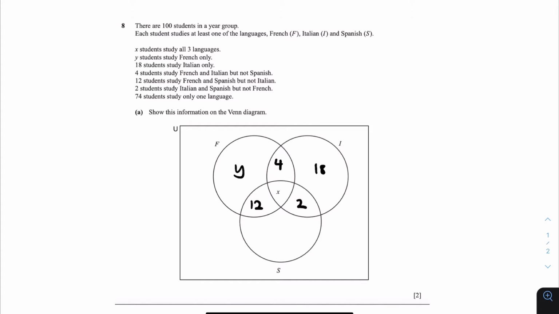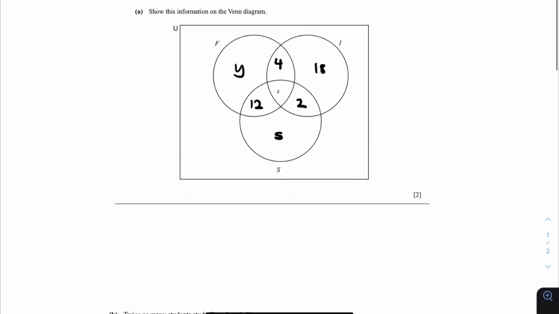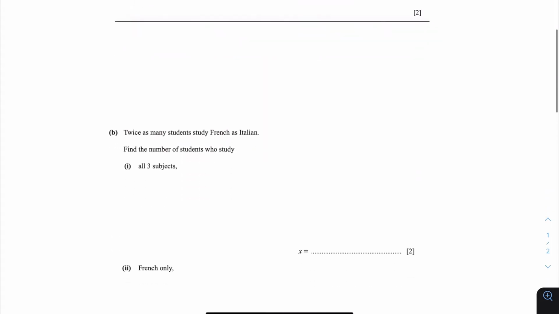So we should show this information on the Venn diagram. And we have, because we've written down the values in the correct places. I'm just going to add one more. For the people who only do Spanish, I'm going to write that as S, because that's an unknown, and we know there are people doing Spanish only as well. Okay, so let's move on to part 2. We've done part 1, pretty straightforward.